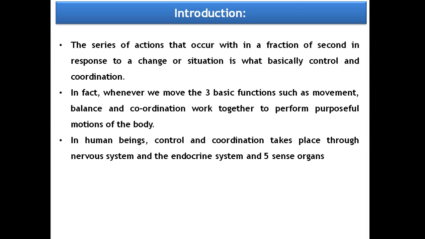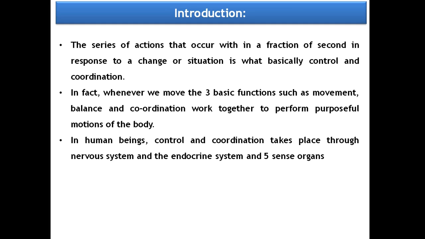In fact, whenever we move, the three basic functions such as movement, balance and coordination work together to perform purposeful motions of body parts. In human beings, control and coordination takes place through the nervous system and the endocrine system that secretes hormones. The 5 sense organs in our body are called receptors, and these organs function by receiving information from the environment around us.